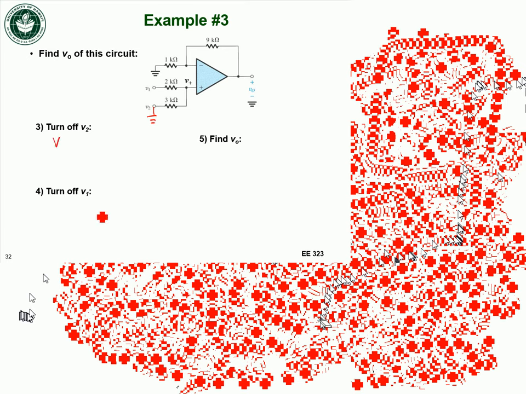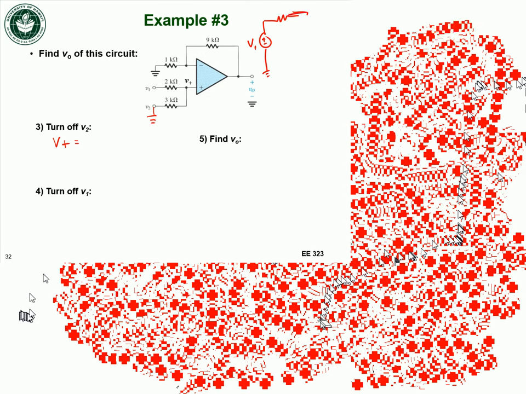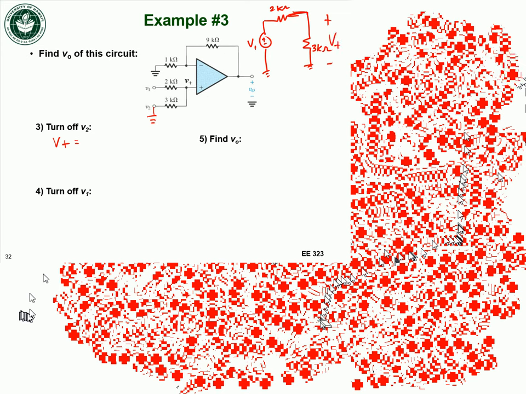And let me write an equation for what V plus is. I only care what V plus is now at this point, because I already have an equation that equates V plus to V out. So what's V plus going to be in terms of V1? Maybe let's draw it a different way. There's V1. This is the 2 kilo ohm resistor. This is the 3 kilo ohm resistor. And this is V plus. So what's my equation for V plus in terms of V1?